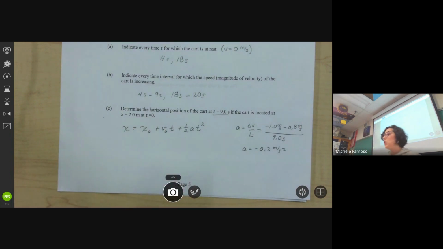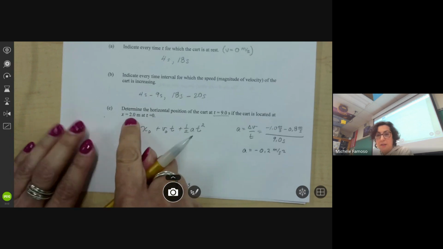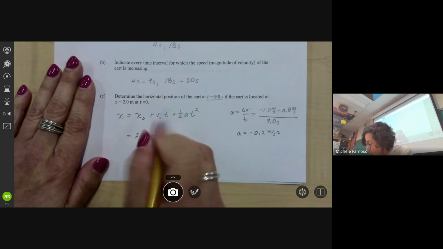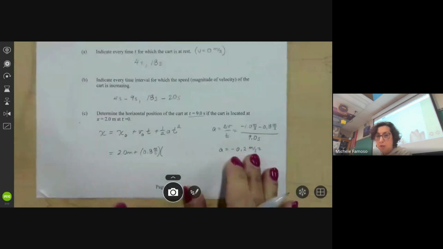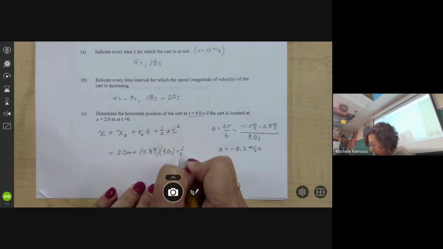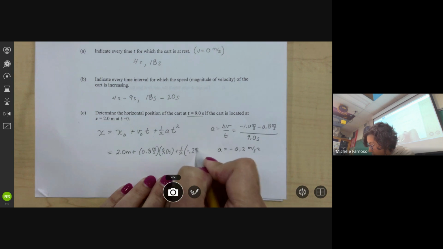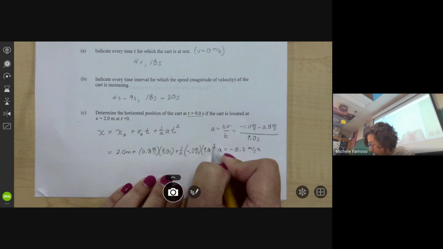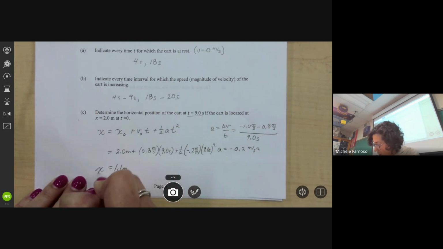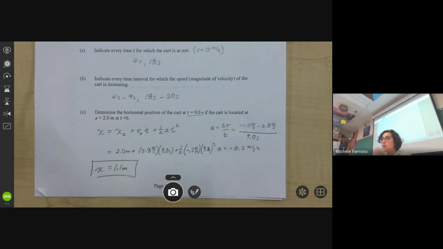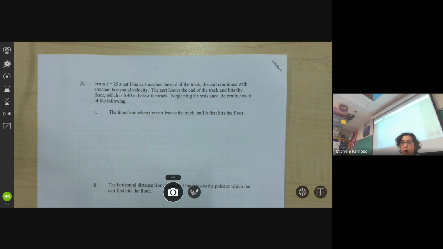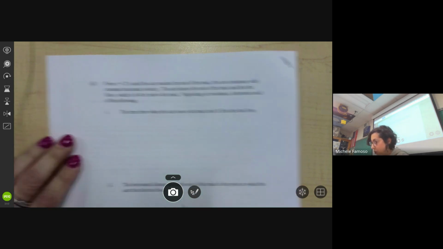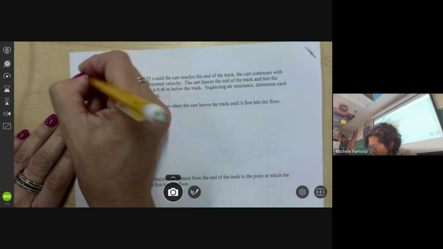Now I have everything I need in order to plug in. What is my initial position? That's right there, 2.0 meters. What's my initial velocity? It is 0.8 meters per second. How much time are we talking about? 9 seconds. Plus half of the negative acceleration, that is a negative slope, times 9.0 seconds squared. You do the math and you get 1.1 meters for that position. There were lots of different ways you could have done it, but I think that was probably the easiest. All right, now the cart goes to the end of the track and it goes off the track, landing on the floor. Basically, here's the situation.